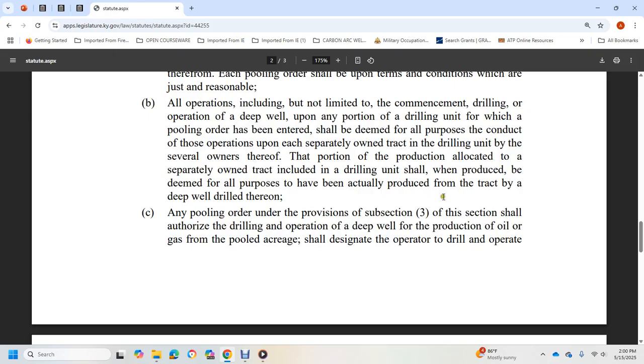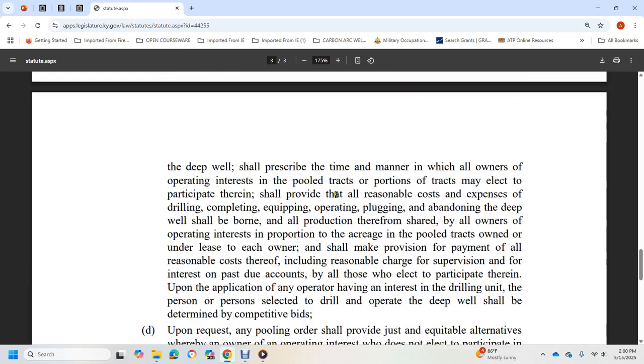Any pooling under the provisions of subsection 3 shall be authorized for the drilling and operation of the deep well and production of oil and gas from the pooled acreage. The operator designated to drill and operate the deep well shall prescribe the time and manner in which all owners of operating interests in the pooled tracts may elect to participate therein, to provide all reasonable costs expended for drilling, completing, equipping, operating, plugging, and abandoning the deep well. These shall be borne, and all production therefrom shared, by all owners of operating interests in the portion of the acreage pooled under lease. The order shall provide for payment of reasonable costs, including reasonable charges for supervision and interest on past due accounts, by all those who elect to participate therein.